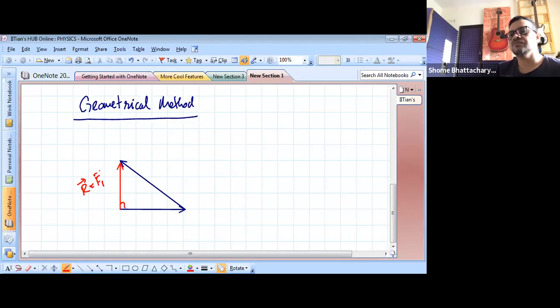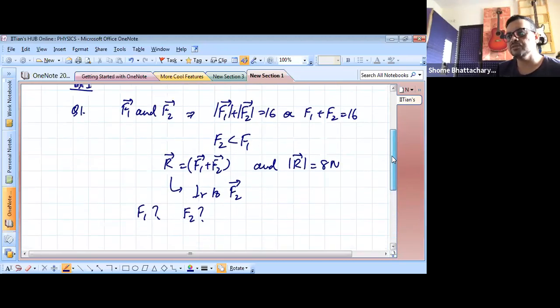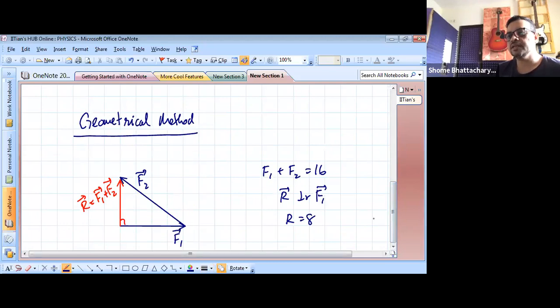This is F1 plus F2, whereas F1 is this one and F2 is this one, let's say. Now we know that F1's magnitude plus F2's magnitude is 16. The resultant is perpendicular to F1, and we know that the resultant has a magnitude of 8. That is what the question said. So I know here that this angle is 90, which I've already labeled. Then if this is 8, and suppose this one is x, then this one is 16 minus x, because the sum of their magnitudes is 16.